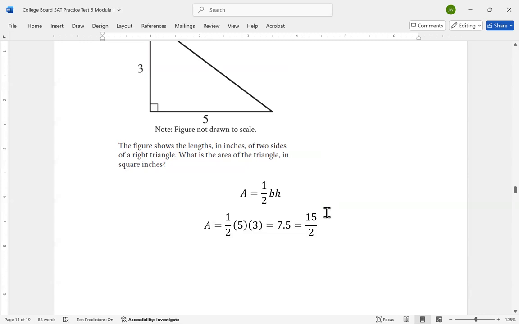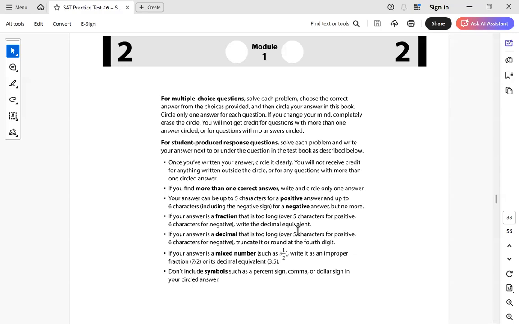When I say under 5, I don't mean numerically. I just mean how many keystrokes you're making. So we're saying 5 characters for positive, or over 5 characters for positive. This was obviously a positive number. So 7.5 or 15/2 both work because they both fit in to how this practice test wants the responses.